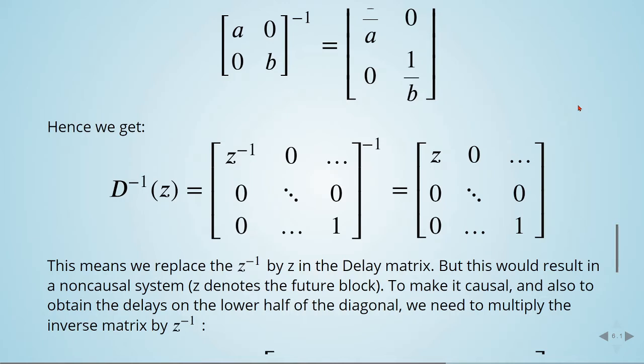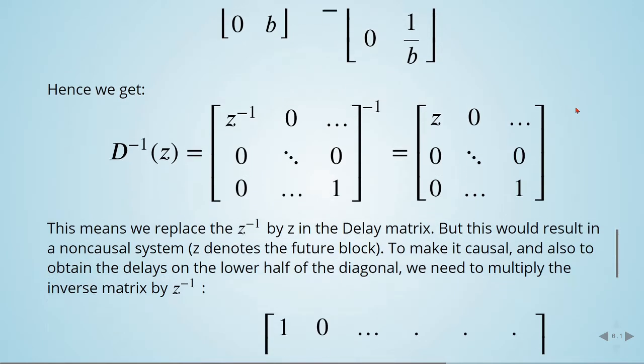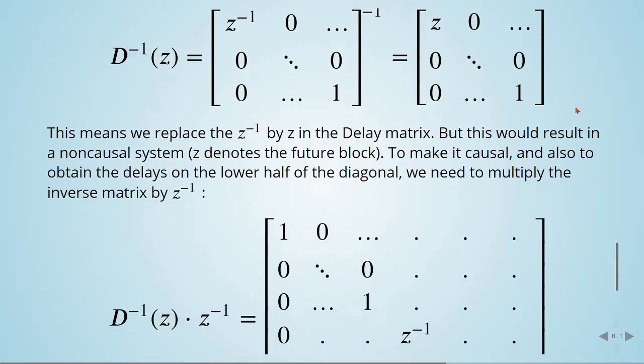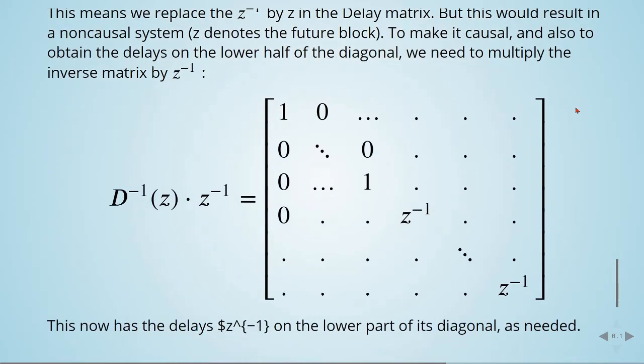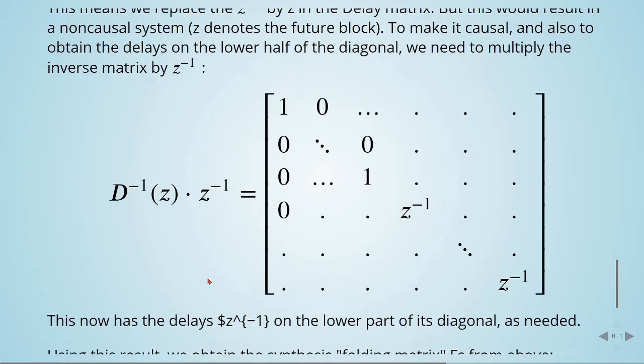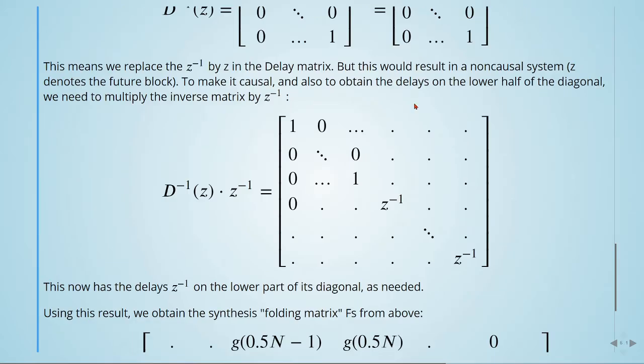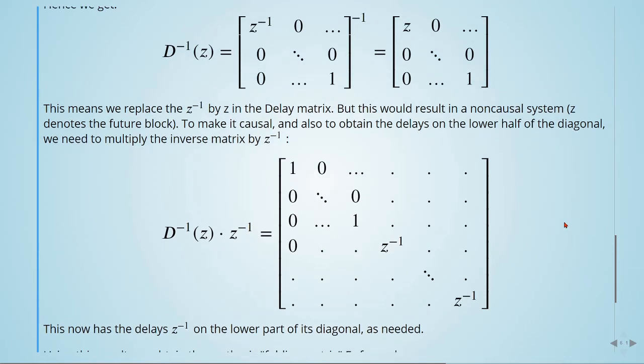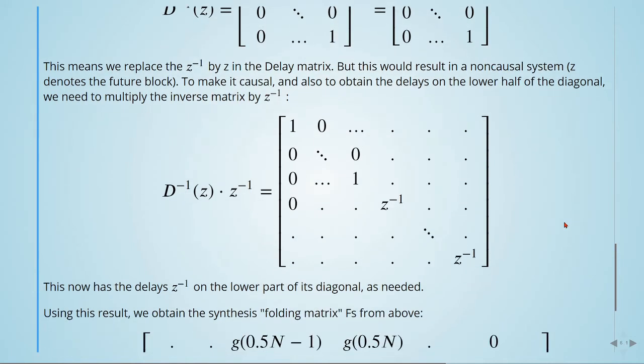But this would result in a non-causal system. So z denotes the future block. To make it causal and also to obtain the delays on the lower half of the diagonal, we need to multiply the inverse matrix by z to the power of minus 1. So we are multiplying this inverse matrix by z to the power of minus 1. So this now has the delays z to the power of minus 1 on the lower part of its diagonal, as needed.